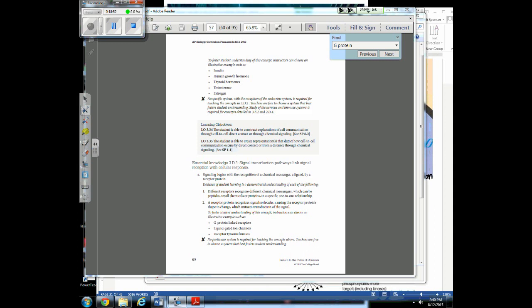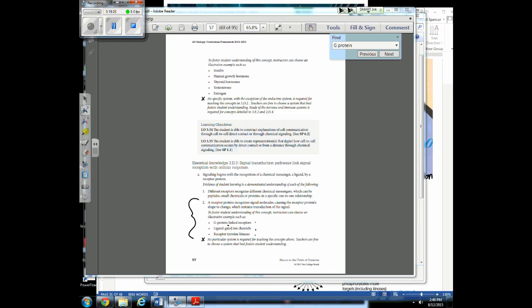You don't have this page that I'm showing you now, but I just want to point out what you're supposed to know about these different receptor proteins and some of the signal transduction pathways that can occur in cells. This is the course description guide, and this tells me what I'm supposed to teach you. A receptor protein recognizes signal molecules, causing the receptor protein's shape to change, which initiates transduction of the signal. I can pick one of these to help teach that concept to you, and I'm about ready to teach you this idea with these G protein linked receptors.